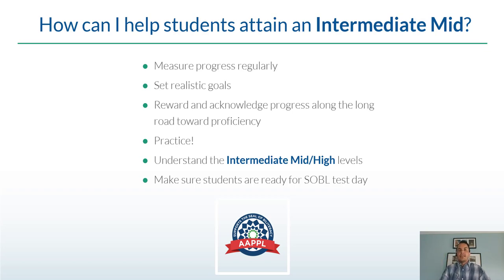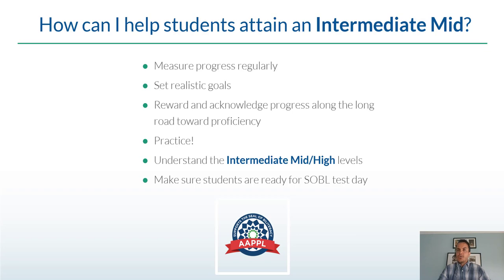So depending on the state, most Seal of Biliteracy requirements are intermediate high or intermediate mid across all 4 skills, all 3 modes of communication, right? So again, now we have our goals. Now we know that by the time our students become juniors and seniors, we want them to have that intermediate mid, intermediate high level of proficiency, again, evenly across all modes of communication.